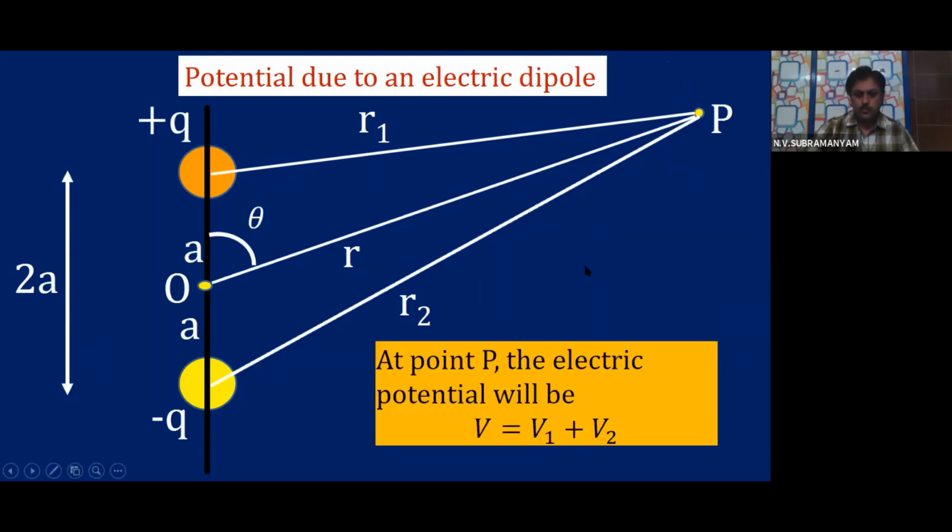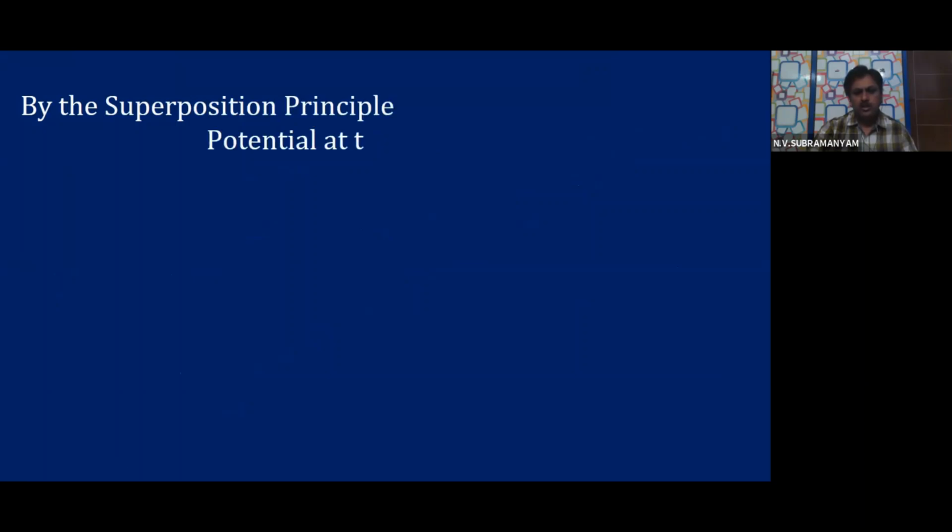Now let us move on, children. At the point P, the electric potential due to the dipole will be V equals V1 plus V2. V1 and V2 are already there. By the superposition principle, we have seen that the potential at the point P is V equals V1 plus V2.